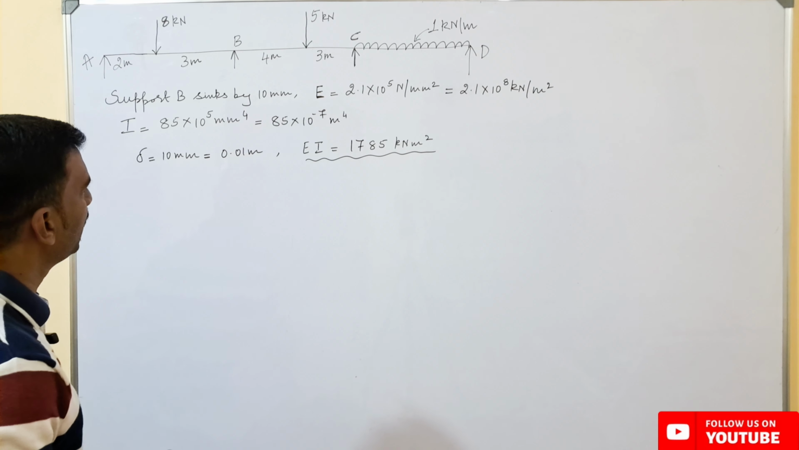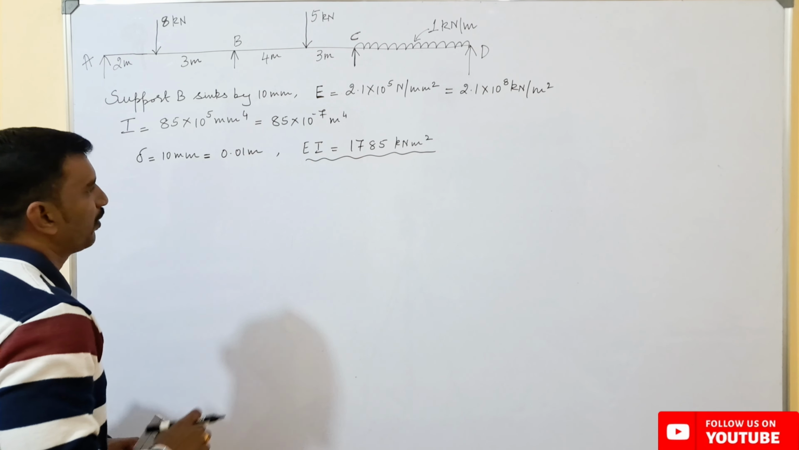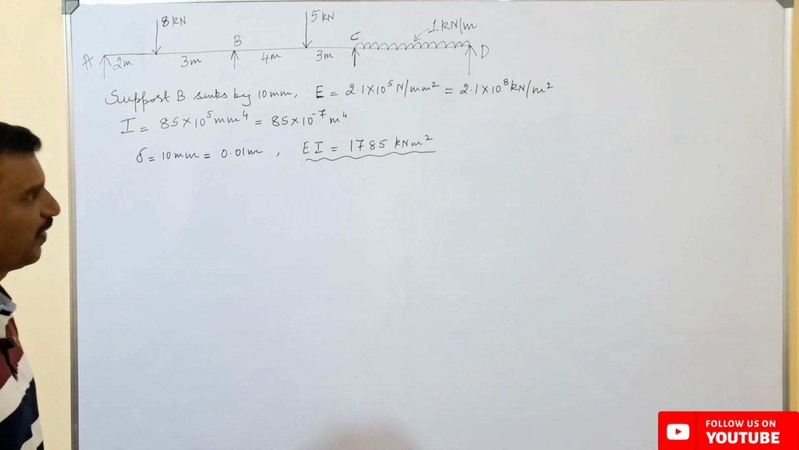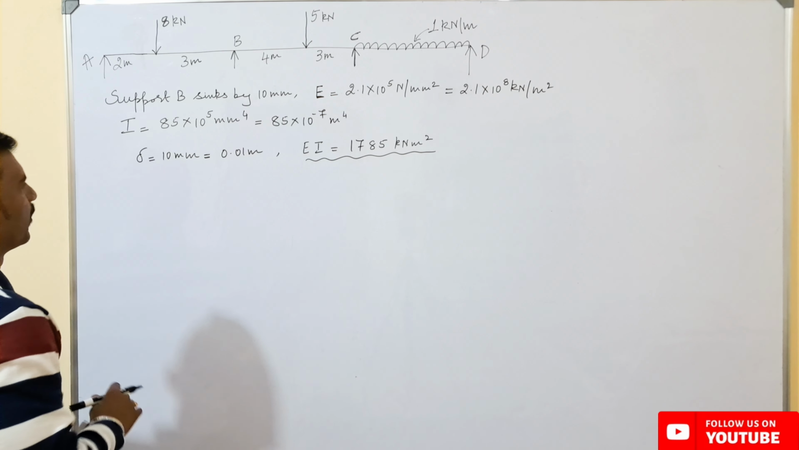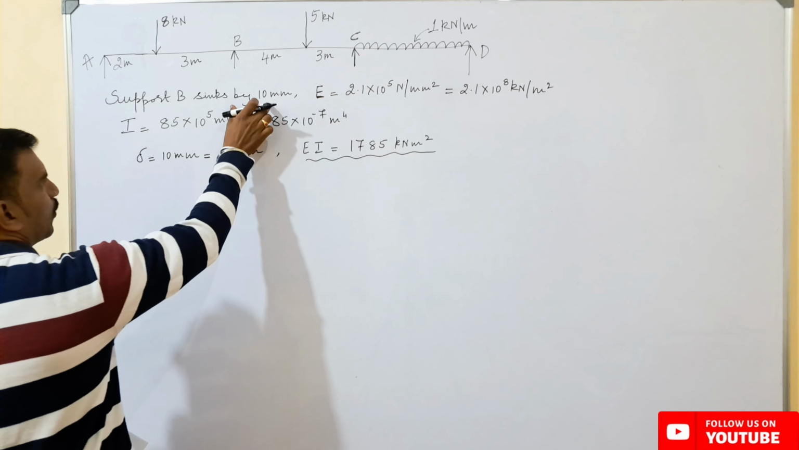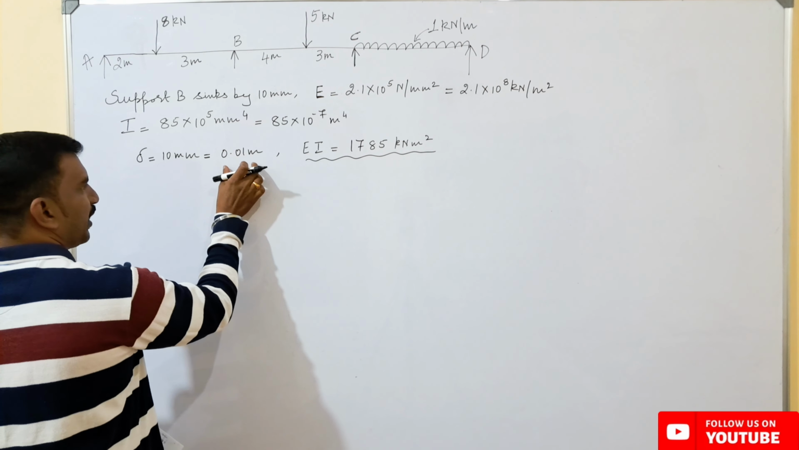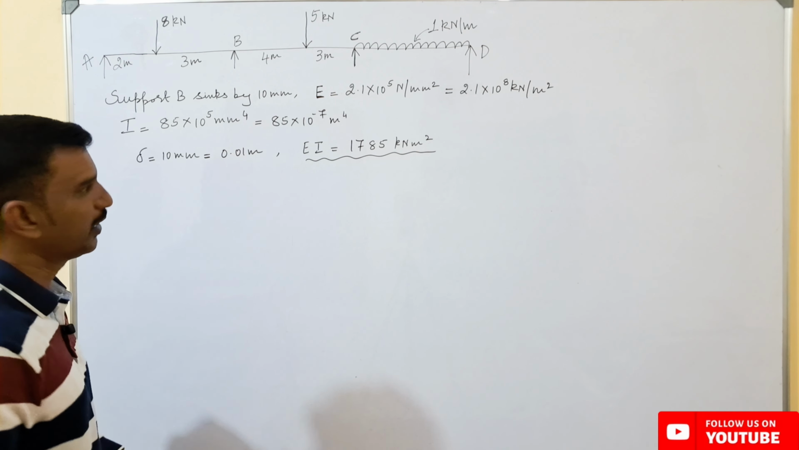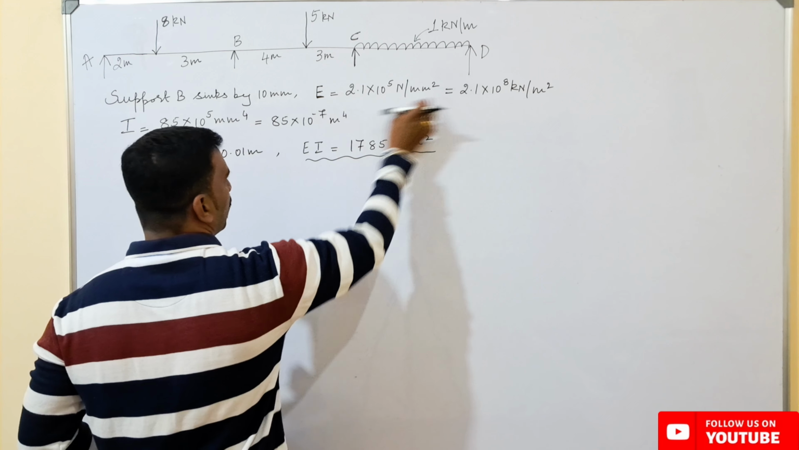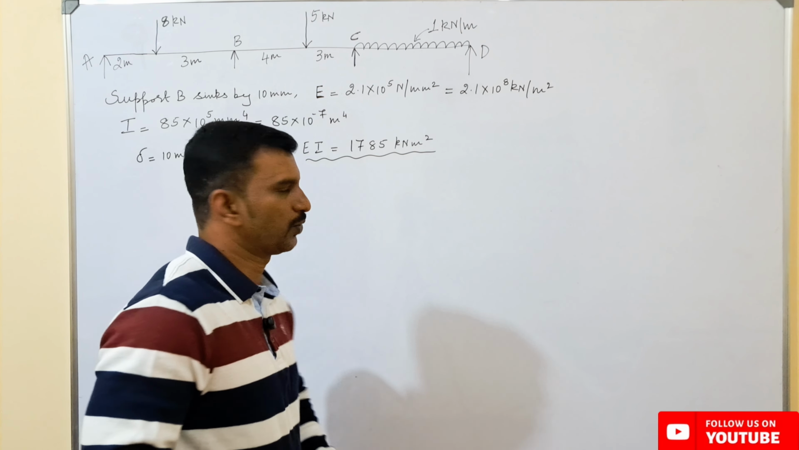10 raised to the power of 5 millimeter to the power of 4, and converting this in terms of meter to the power of 4, we are having a value of 85 into 10 raised to the power of minus 7 meter to the power of 4, and the value of delta which is sinking, which is in the question they have given, that is 10 millimeter. So converting this in terms of meter will be equal to 0.01 meter, and if you want the value of EI, which is the product of E, this value, and I, which will be equal to 1785 kilonewton meter square.